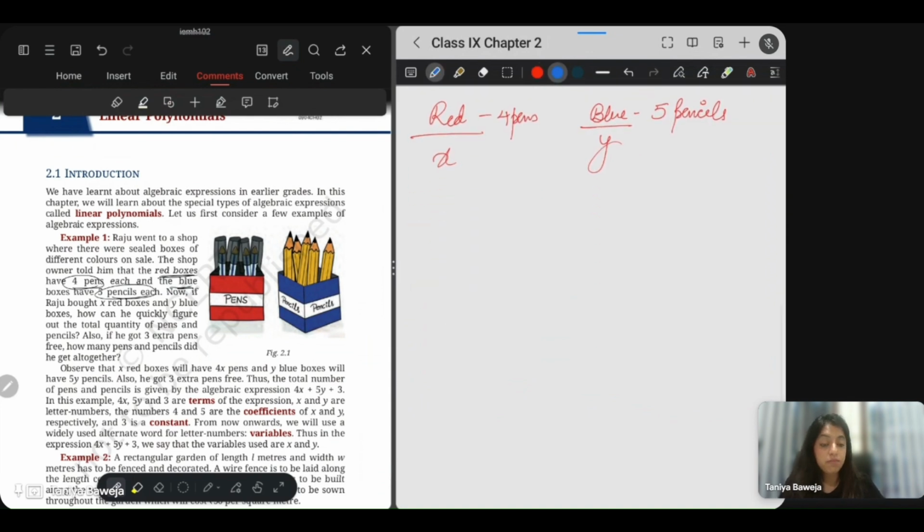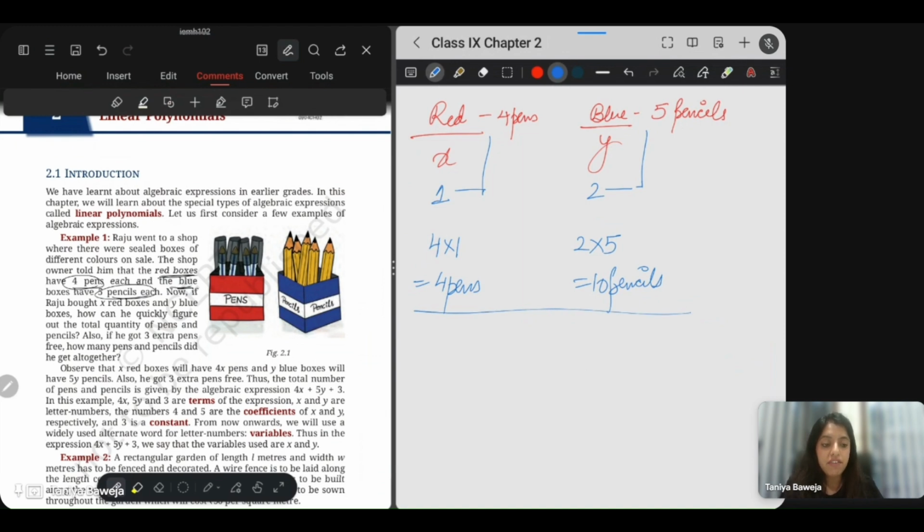Okay, before we move to variables, if we talk about that there was one red box and 2 blue boxes, that means he has bought in total 4 into 1, 4 pens. And if we talk about 2 blue boxes, that means he has bought 2 into 5, which is 10 pencils. So in total, he would have got this.